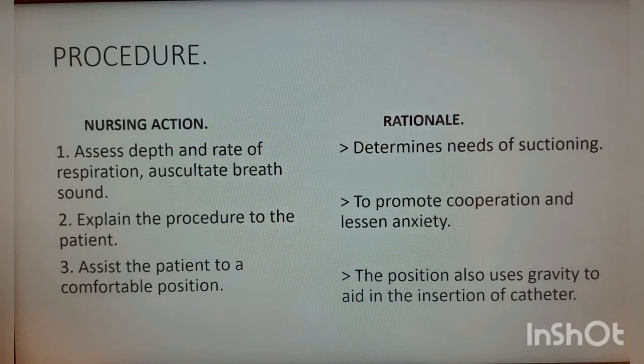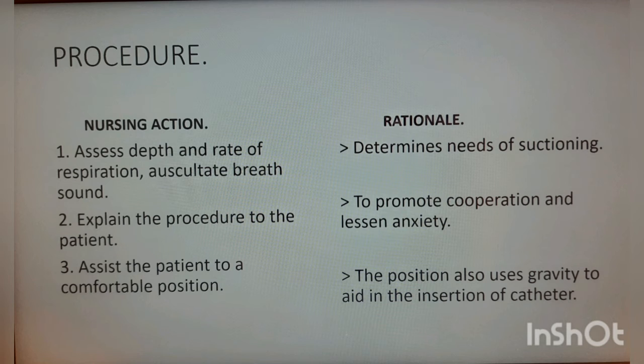So now we'll come to the procedure. First, we have to assess the depth and rate of respiration, auscultate breath sounds, and monitor heart rate if the patient is on continuous cardiac monitoring. If arterial blood gases are done routinely, check the baseline value in order to determine the need for suctioning. Next, we have to explain the procedure to the patient and what the patient should expect during the procedure if the patient is conscious.